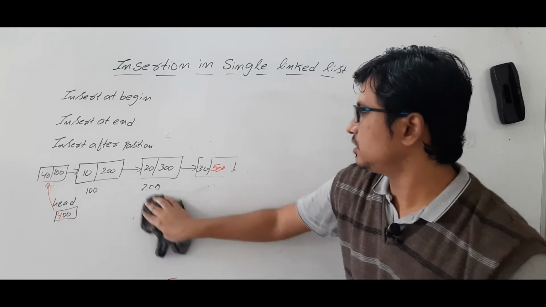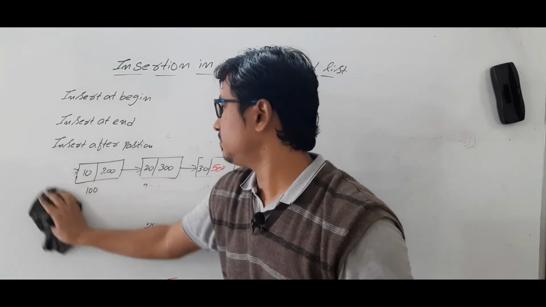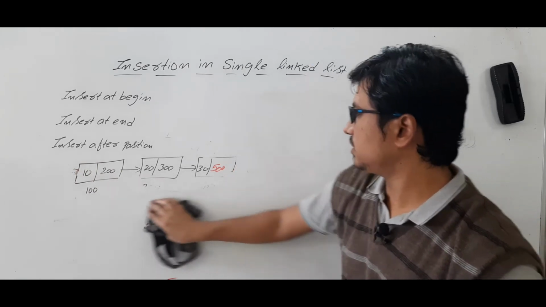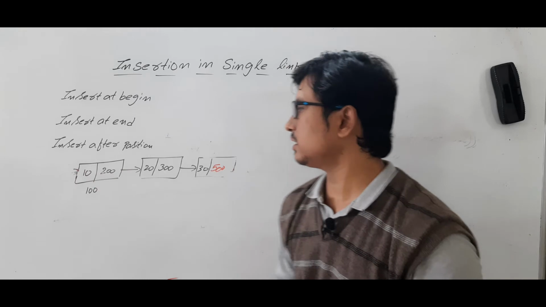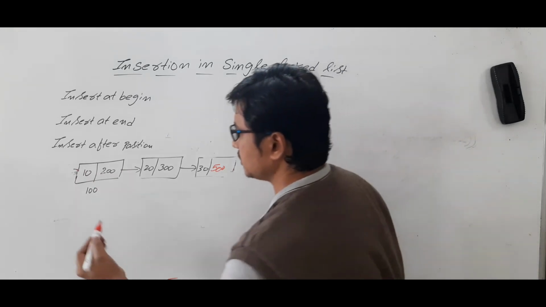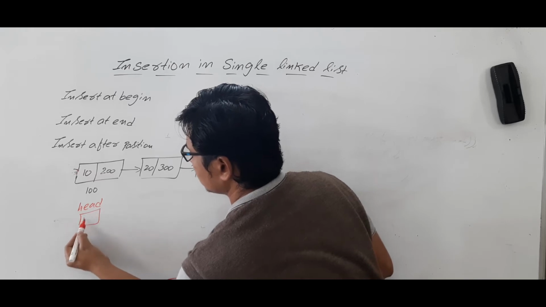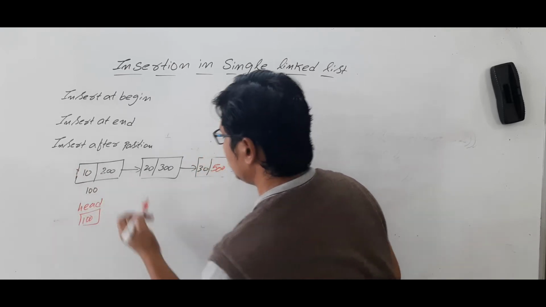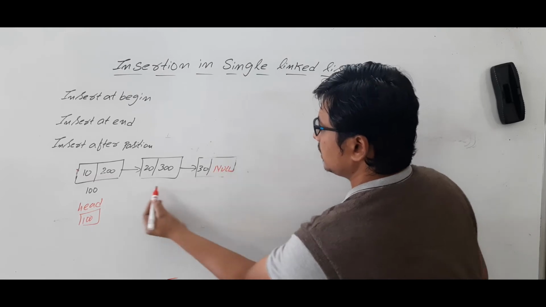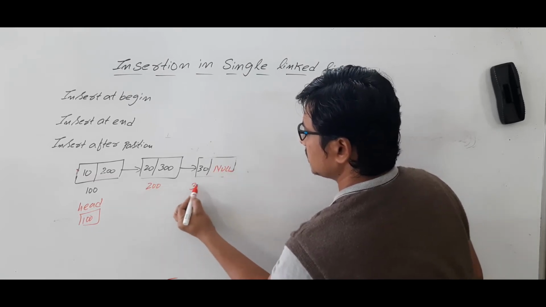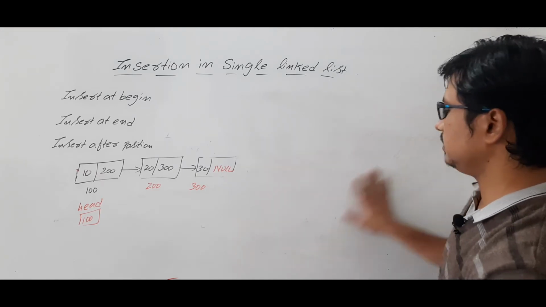Okay. Let's assume that we have only these three nodes. Let's make it simple. We are done with insert at begin, insert at end. Let me take a scenario: insert at a particular position, after a particular position. Now, head is having 100. So, this is the first node and this is the last node. Let me keep it as null. And here it is 200 and here it is 300. Is it clear? Are you able to understand it or not?